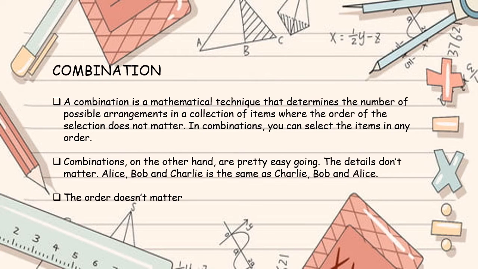Combination. A combination is a mathematical technique that determines the number of possible arrangements in a collection of items where the order of the selection does not matter. In combination, you can select the items in any order. Combinations, on the other hand, are pretty easygoing. The details don't matter. Alice, Bob, and Charlie is the same as Charlie, Bob, and Alice. Or in short, the order doesn't matter.